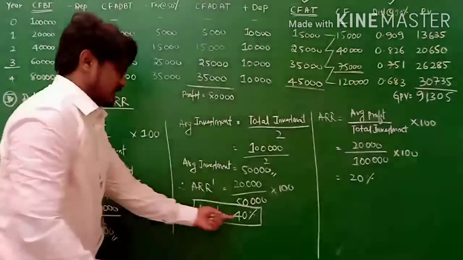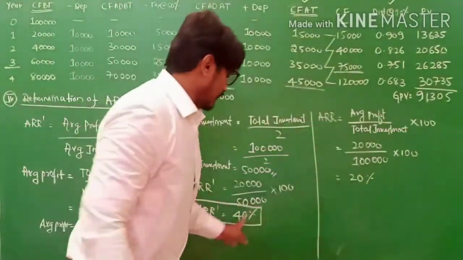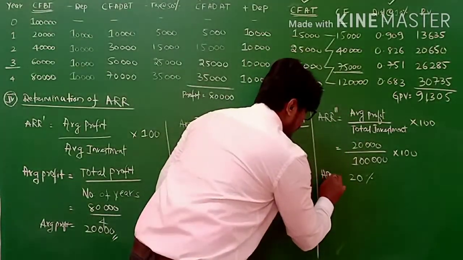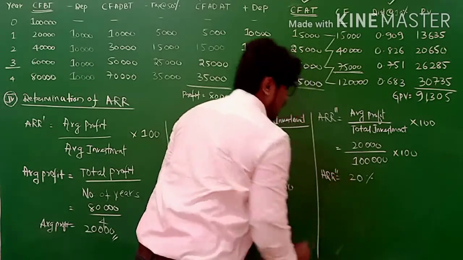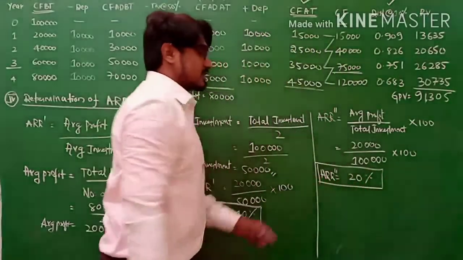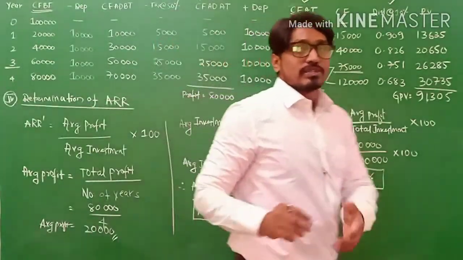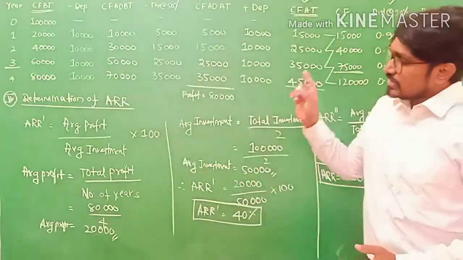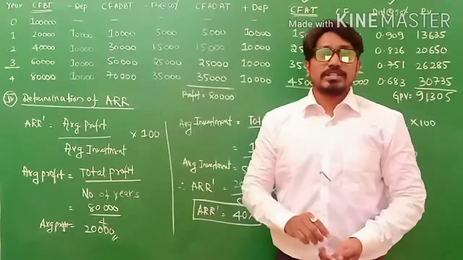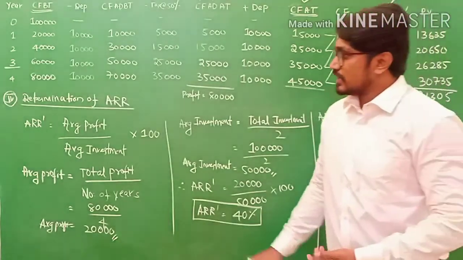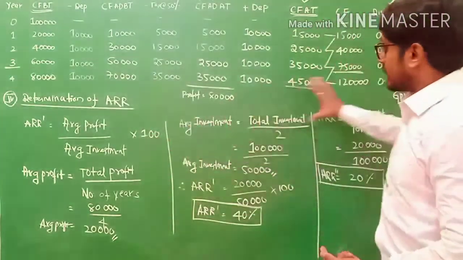Half of this 40%, half of the 40% is 20%. So ARR, average rate of return or accounting rate of return, equals 20%, my friends. So this is what the accounting rate of return is. After this technique of capital budgeting, I'll explain how to find out internal rate of return, my friends. Okay, this is all about accounting rate of return.